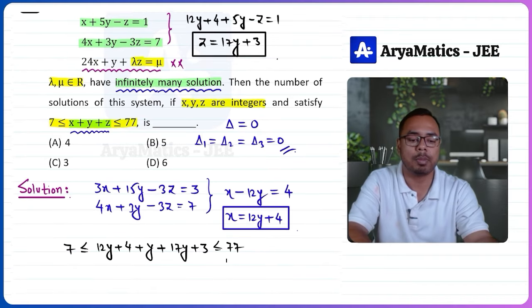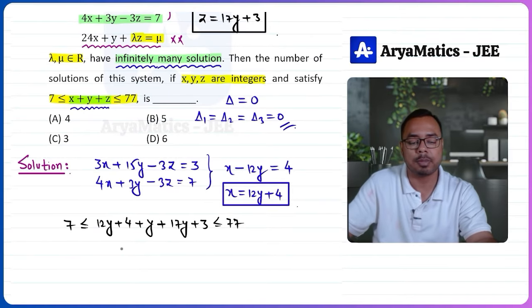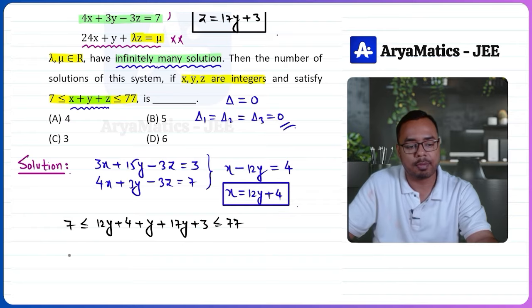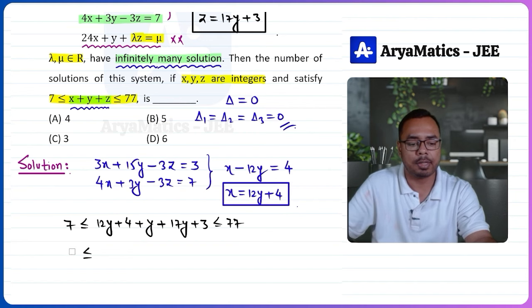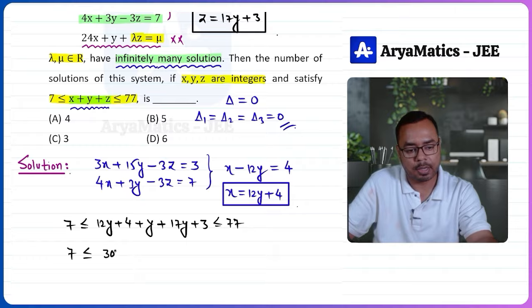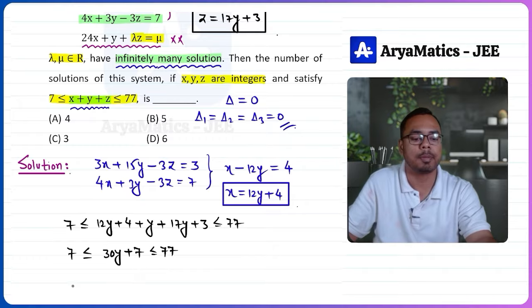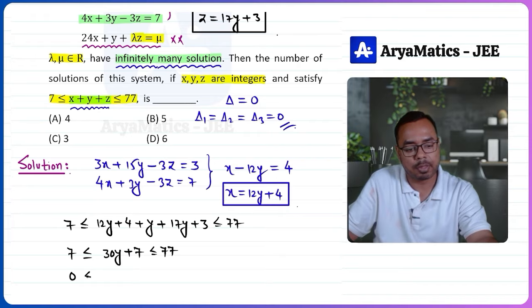Now let us see how many integral values of y are possible from here. The constants 4 plus 3 give 7, and the y terms 17 plus 1 is 18, plus 12 is 30. So we have 30y plus 7, and the right hand side is 77. Now subtract 7 from here, so we have 30y between 0 and 70.